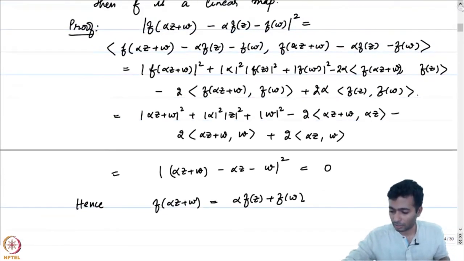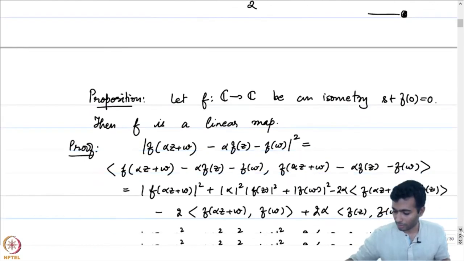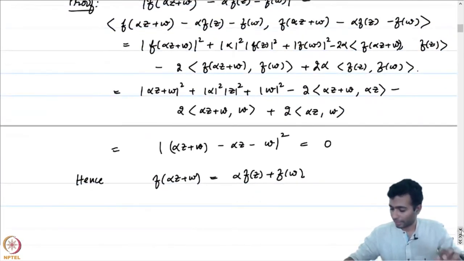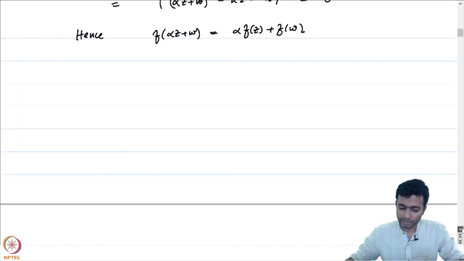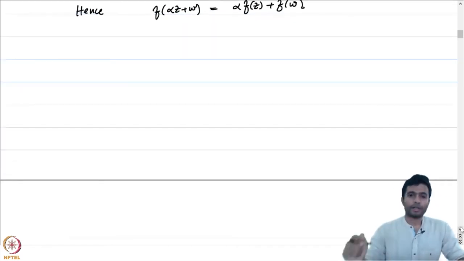These are just statements and properties of a general inner product space that we have used. But then we are looking at this particular inner product space, and hence it's okay. All right, what next?